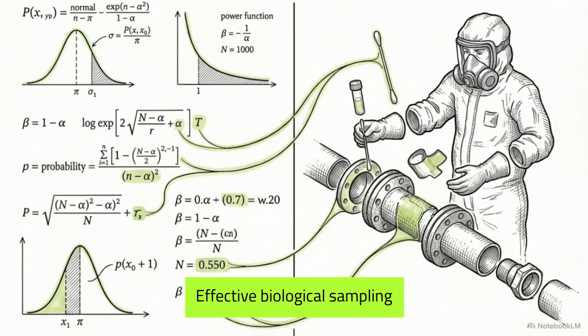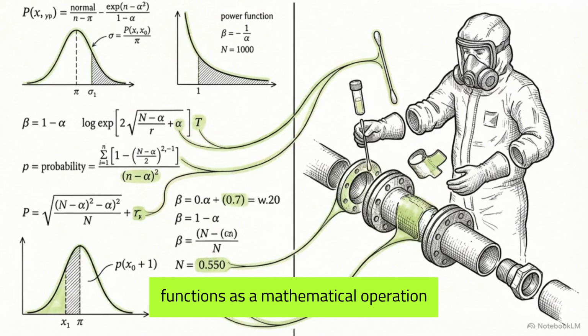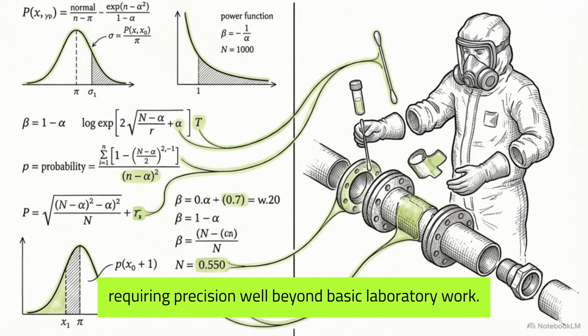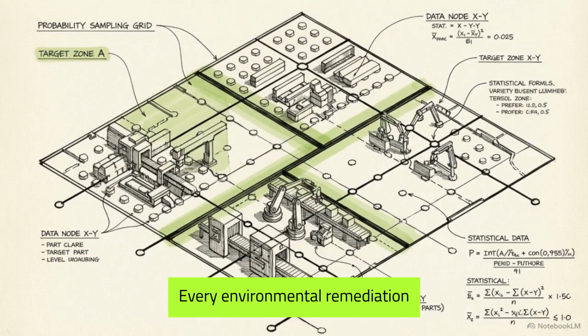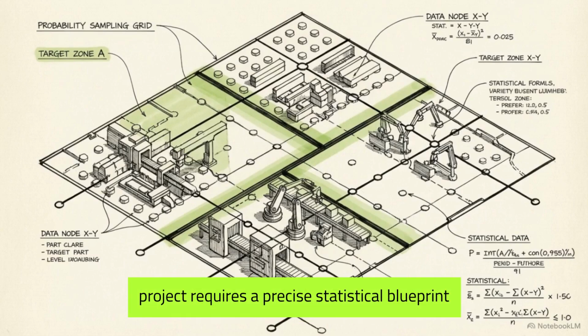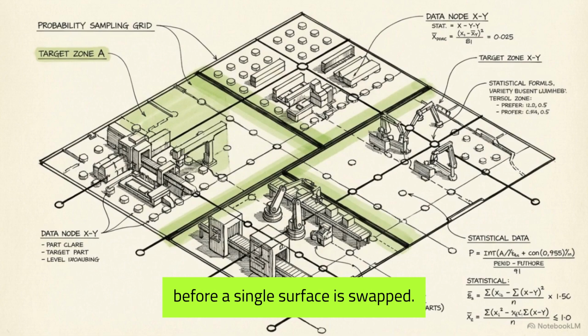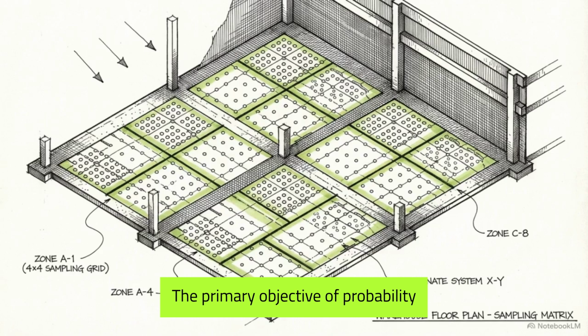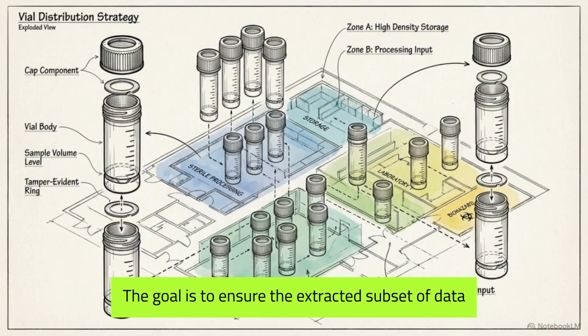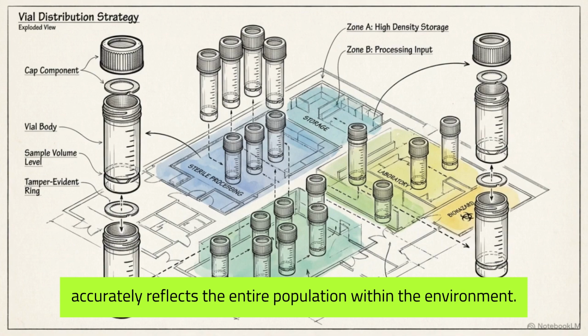Effective biological sampling functions as a mathematical operation deployed in a physical environment, requiring precision well beyond basic laboratory work. Every environmental remediation project requires a precise statistical blueprint before a single surface is swabbed. The primary objective of probability sampling is to minimize selection bias. The goal is to ensure the extracted subset of data accurately reflects the entire population within the environment.